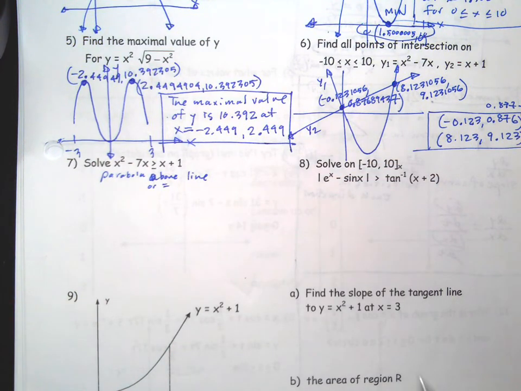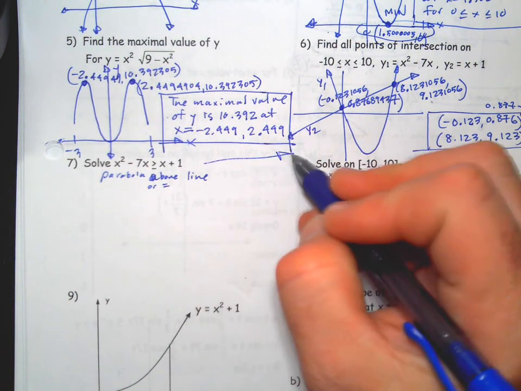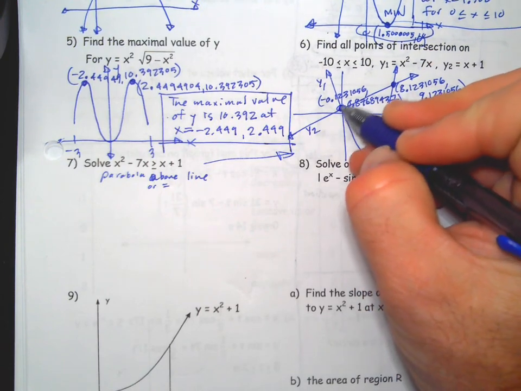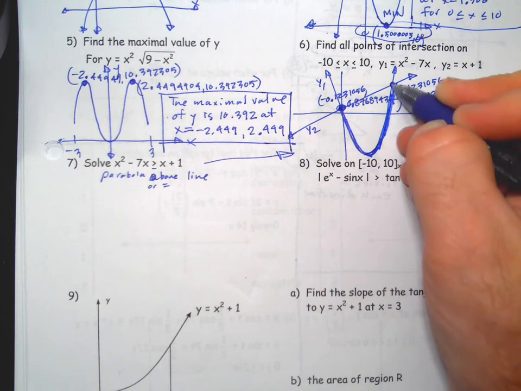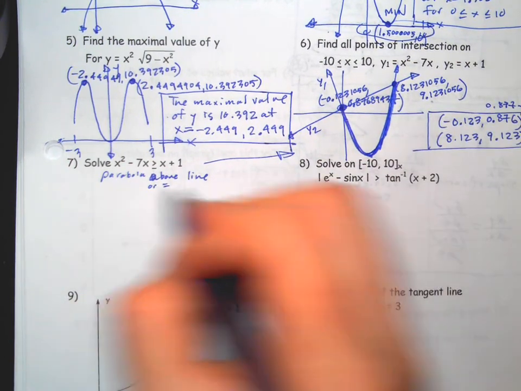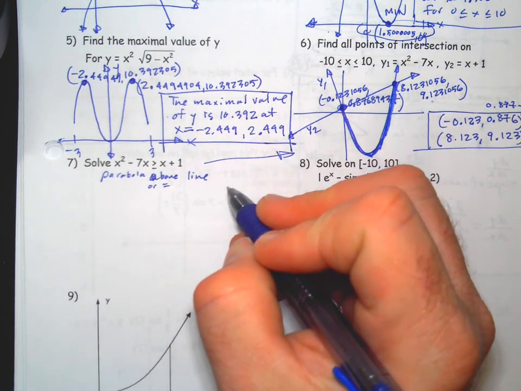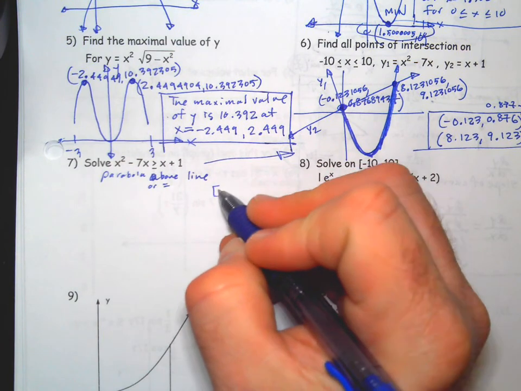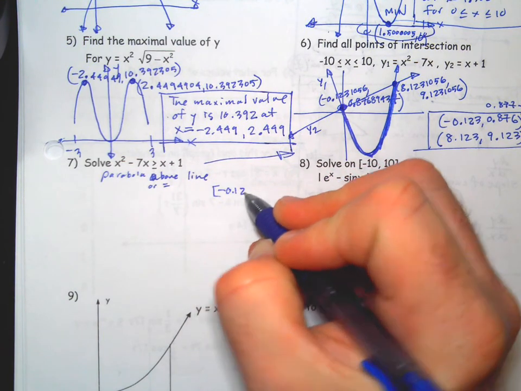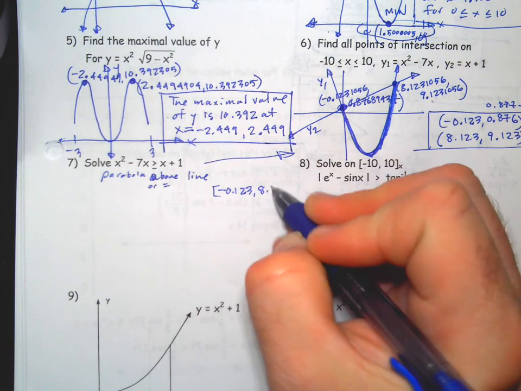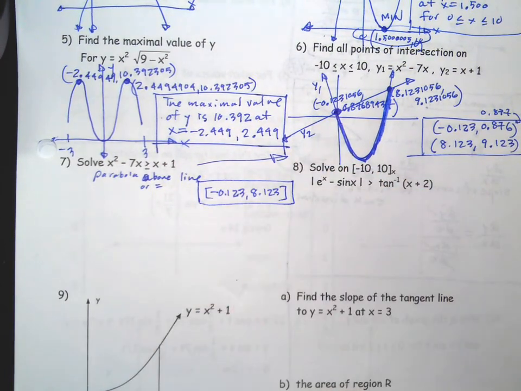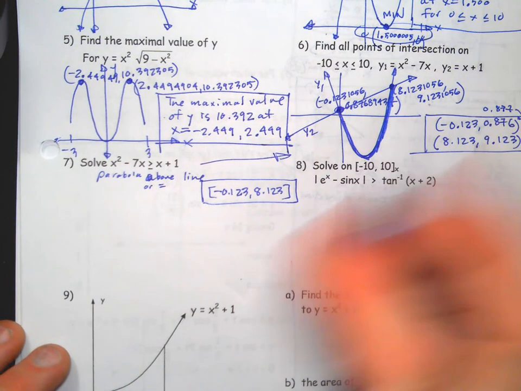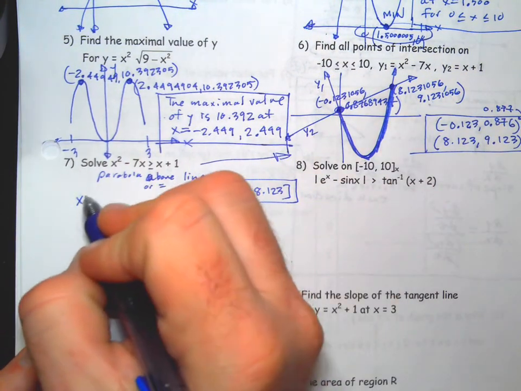So we could use this graph and say, oh, well, that's this. Okay, and then you'd have your answer. You'd say, oh, okay, well, interval notation is going to be bracket negative 0.123, comma 8.123, bracket. That's your answer. If you hadn't already done that, what I would do is I would move everything to one side.